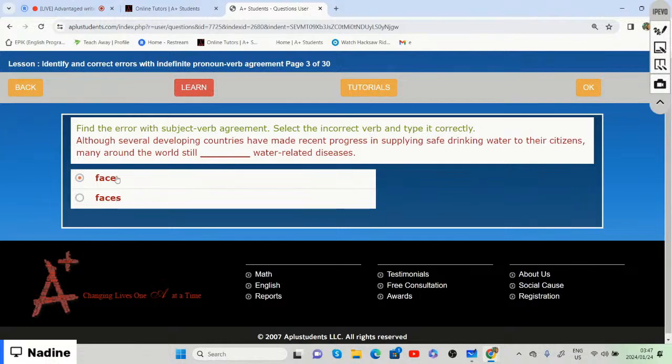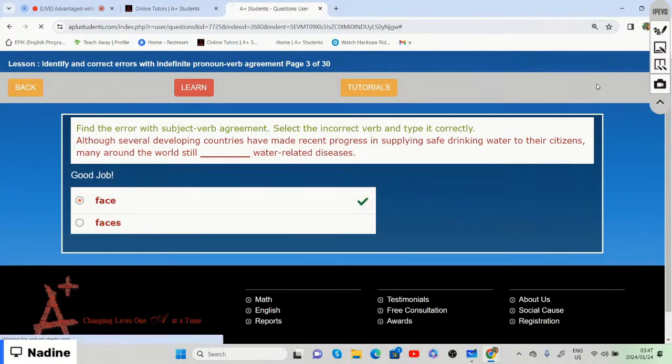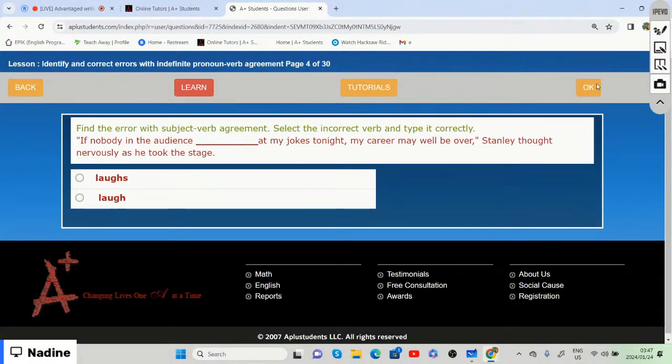All right. So we'll say although several developing countries have made progress in supplying safe drinking water to their citizens, many around the world still face water related diseases. So face is the correct word because remember when it is a plural subject, then we need to also have a plural verb, and the plural verb does not end with an S.